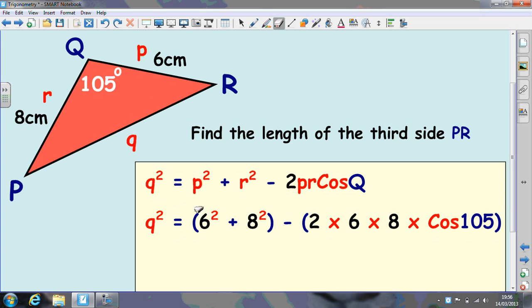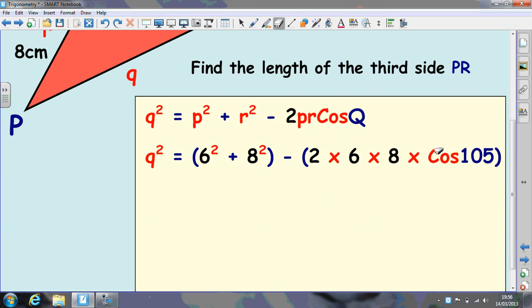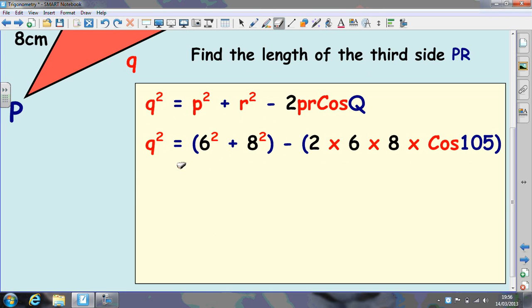Now you'll notice I've put brackets around each part. You can type this all into your calculator like that and it will work out the correct answer, but make sure you put the brackets in. Another way to do it is to work out the first bracket and subtract and work out the second bracket, but I would advise you just to put all that in your calculator at once and work it out.